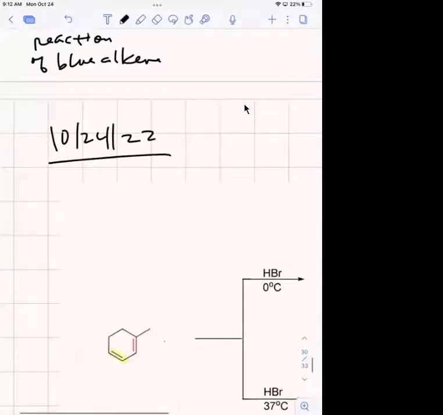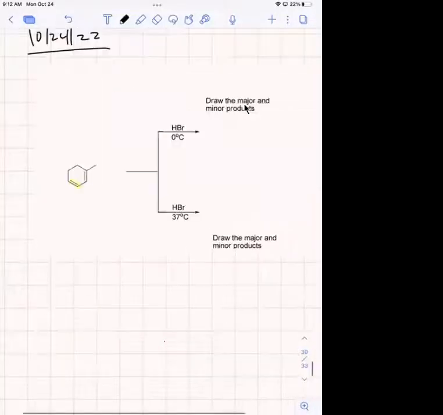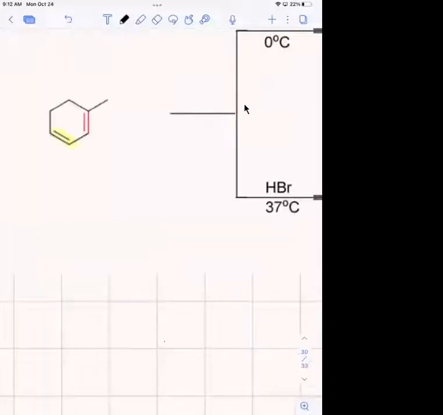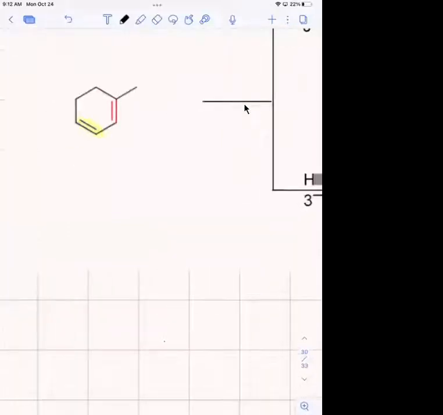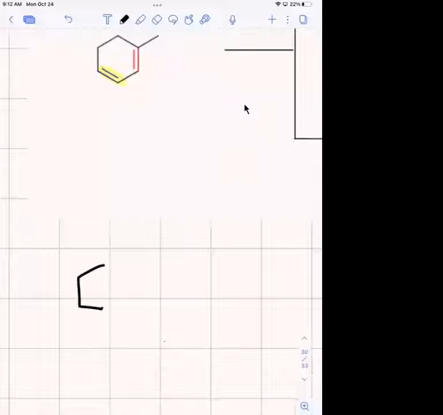All right, so let's talk about this in terms of the other alkene reactant. So this one, if that alkene, finish that other diene. I don't want to say alkene.